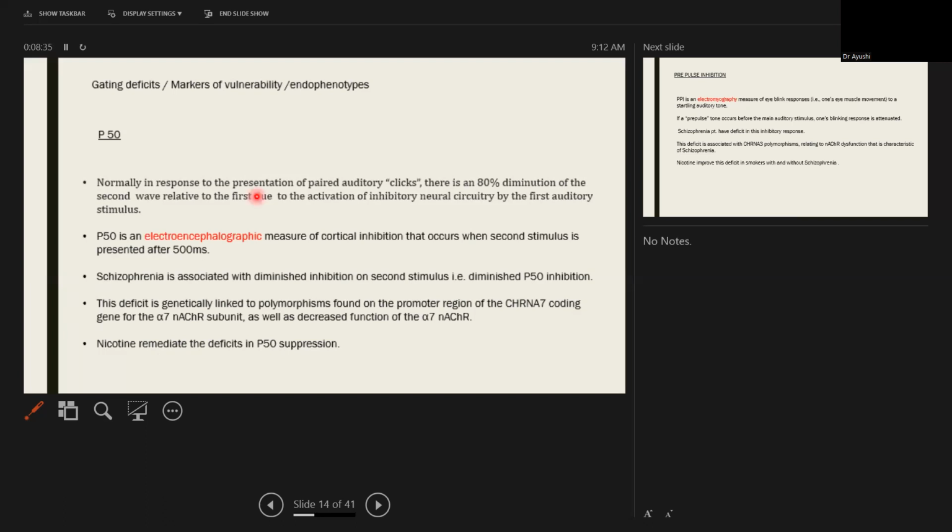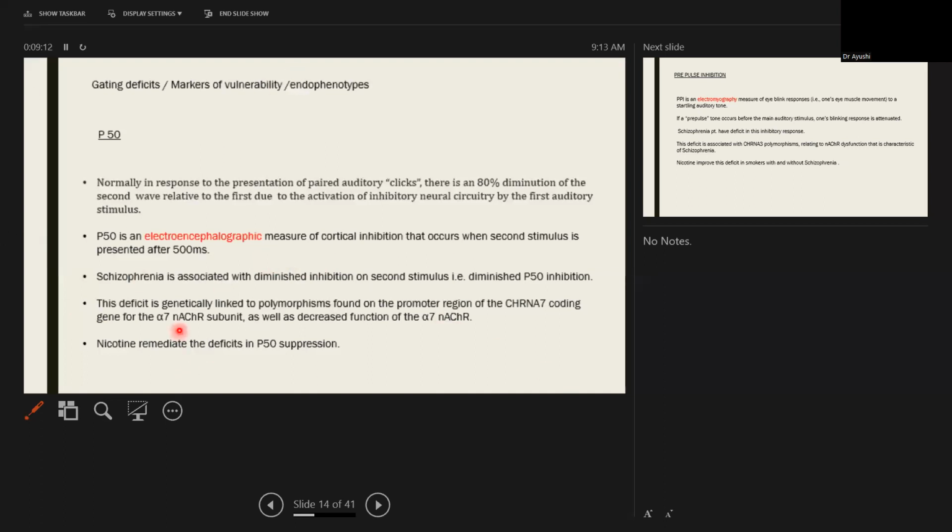So normally, in P50 we give a paired auditory stimulus, and we see that there is 80% diminution of the second wave relative to the first, due to activation of inhibitory neural circuitry by the first auditory stimulus. So P50 is an electroencephalographic finding of cortical inhibition that occurs when the second stimulus is presented after 500 milliseconds. In schizophrenia, there is diminished inhibition of the second stimulus, that is, diminished P50 inhibition.